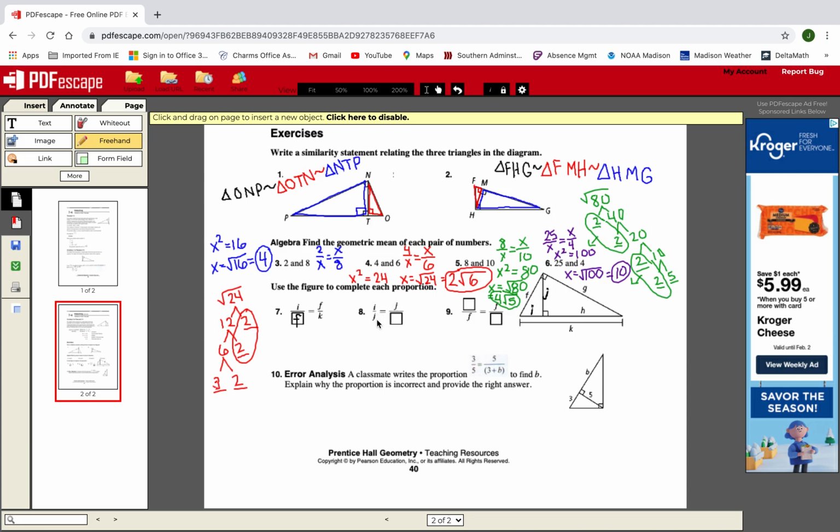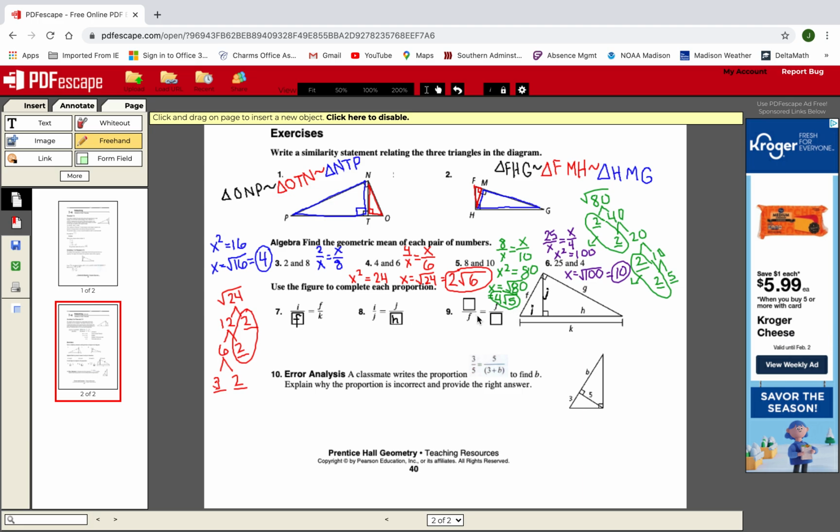8 is showing J as the geometric mean. Okay, so the geometric mean is going to be in the bottom one and top of the other. So when you have the same thing in the bottom of one and top of the other, that is the geometric mean. Okay, and we should type this out too. So J is the geometric mean between I, well this, J is the altitude. And remember, the altitude is the geometric mean between the pieces of the hypotenuse that it creates, or I and H.